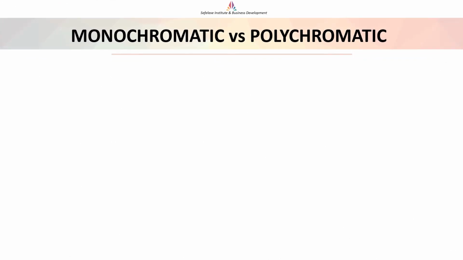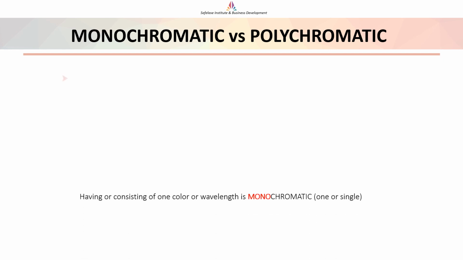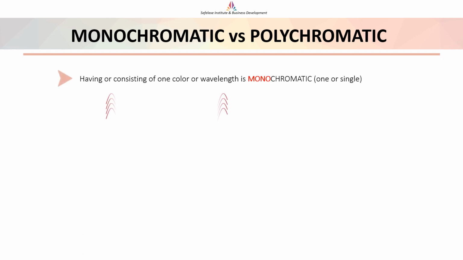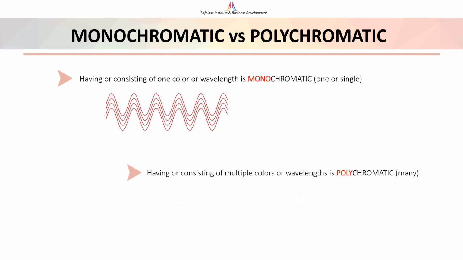There are two types of laser colors and wavelengths with the following attributes. Monochromatic is defined as having or consisting of one single color or wavelength. The other is polychromatic, which is characterized as having or consisting of multiple colors or wavelengths. Note the difference between these two types by comparing the diagrams beneath each description.